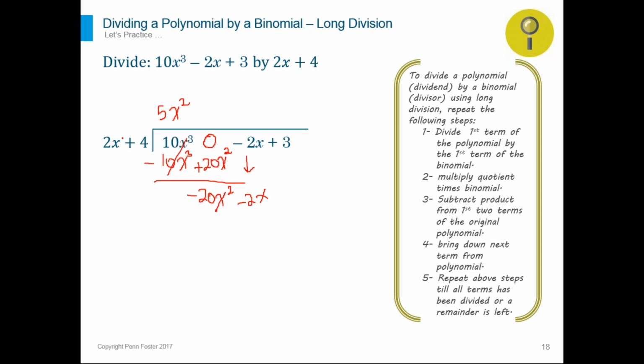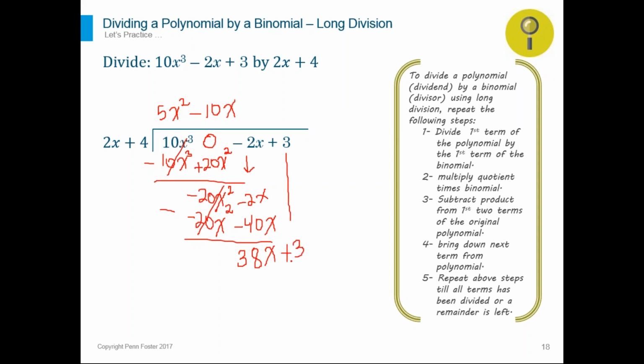Divide. Negative 20 over 2 is a minus 10. X squared over x is an x. Multiply. 10 times 2 is 20, but we have a negative 10, so it's a negative 20x squared. Negative 10 times 4 is a negative 40x. Multiply. Sorry, subtract. That's gone. And negative 2 minus negative 40 is the same as saying negative 2 plus 40. So in this case, you're going to have a positive answer, but you're going to subtract actually. So it's going to be 38x. Bring down the next term.